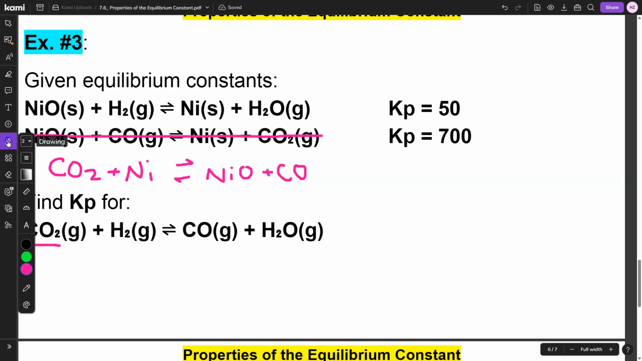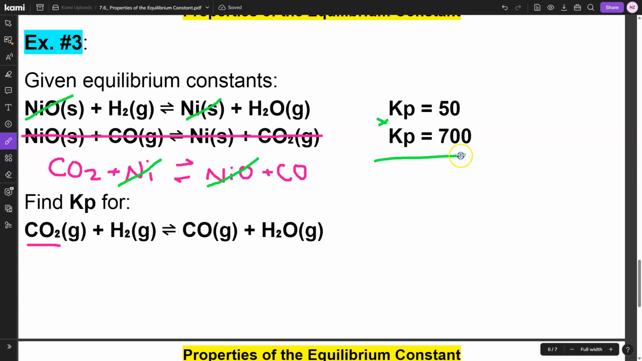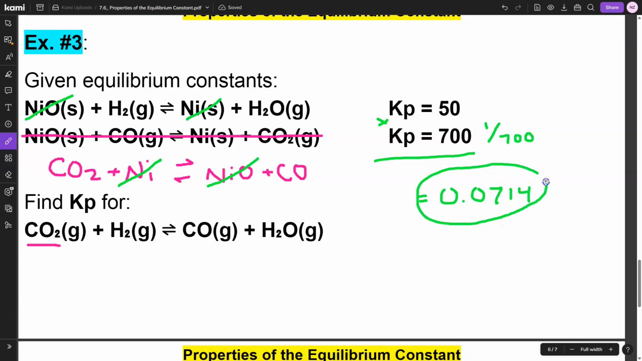Okay, let's cross out our spectator ions. It looks like our NiO goes away, and so does our nickel. And then when I add these up, I'm just left with my final reaction here. Because I added them together, I'm going to multiply those two values. So 50 times 700. Oh, wait a second. We reversed our second equation, so it's going to be 1 over 700. So 50 times 1 over 700, and I will get a value of 0.0714 as our new value for our equilibrium constant.